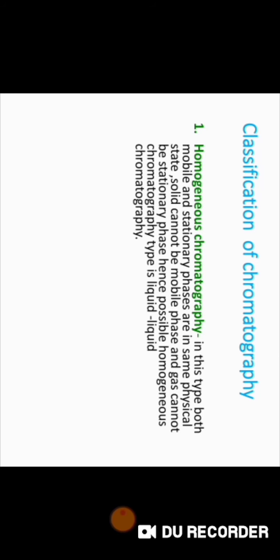So here we go to our next slide, where we are going to classify chromatography. Chromatography is generally classified into two classes: one is homogeneous chromatography and the second is heterogeneous. The classification is based upon the physical states of the two phases. We know that in chromatography there are two phases involved, one stationary phase and the second mobile phase. On the basis of the physical states of these two phases, the classification is done.